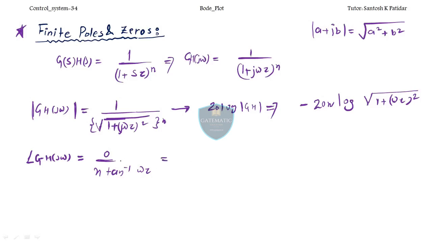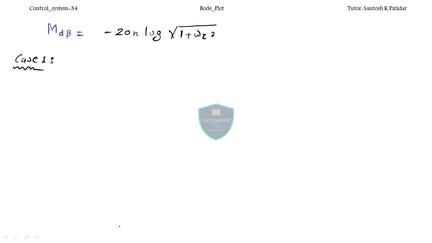So when these two angles are in division, you will be having 0 minus n tan inverse omega tau. This is my phase and this is my magnitude. Okay, so the magnitude is minus 20n log under root of 1 plus omega tau square. Here we have two cases.